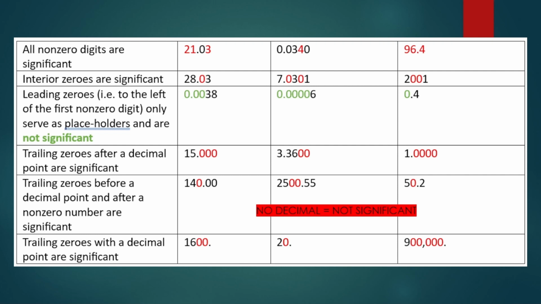Now, remember, the last thing I want to say is that zeros before a decimal point and after a non-zero number are significant. So 140, the 0 there is significant because there's a decimal point. So remember, decimal point equals significant, no decimal point equals non-significant.